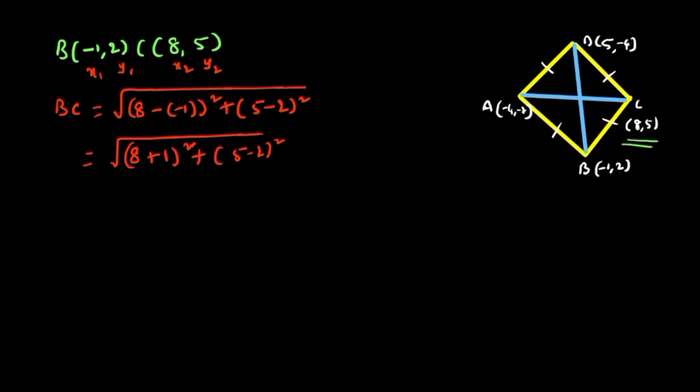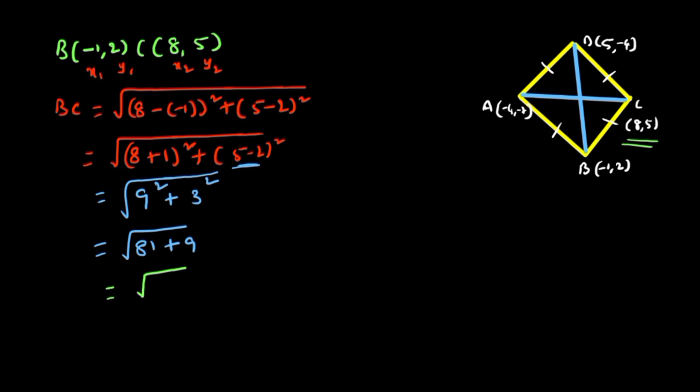So that this is the root of (8 plus 1) whole square plus (5 minus 2) whole square. So what is 8 plus 1? This is 9 square, and 5 minus 2 is 3 square. Okay, so the root of 9 square, which is 81, plus 3 square, which is 9, so we get root 90. How do we write root 90? Already we have written root 90, we can write it as 3 root 10 units. So here BC also we got 3 root 10 units.